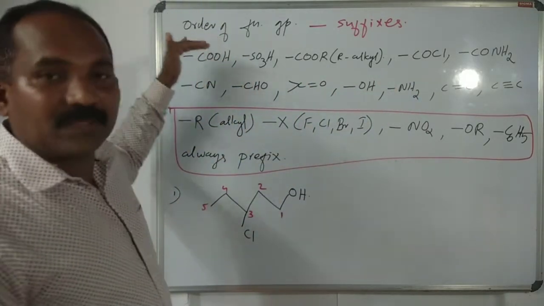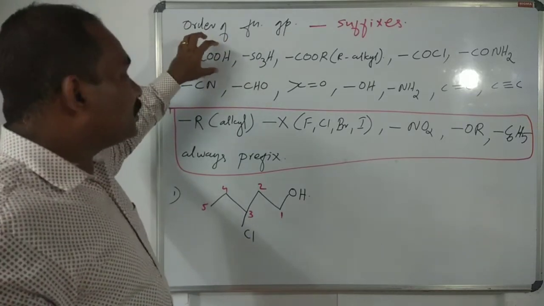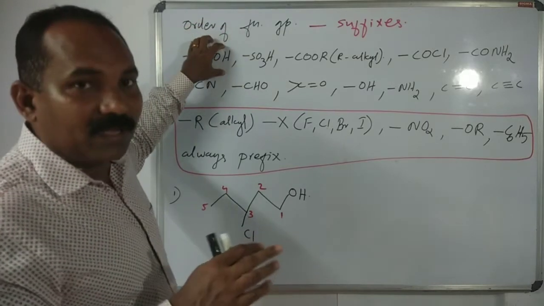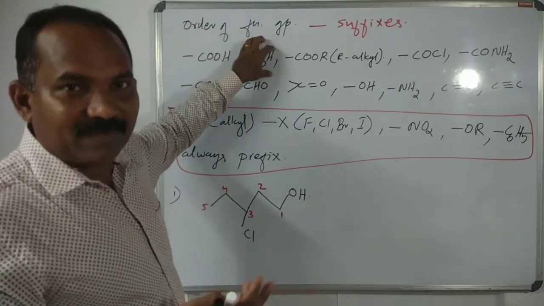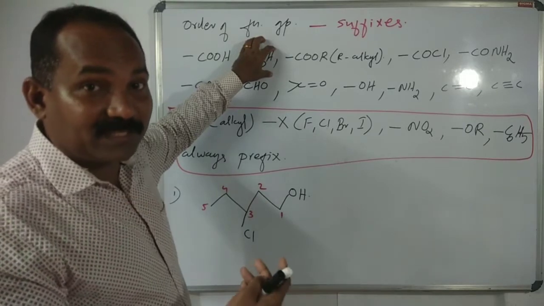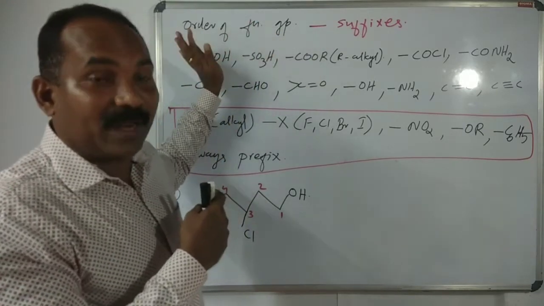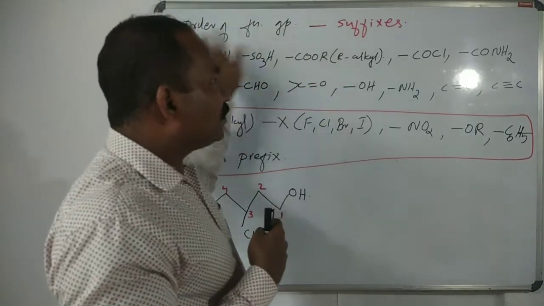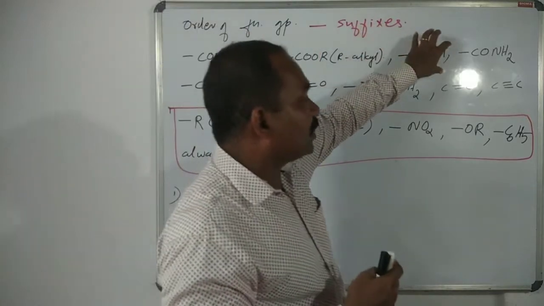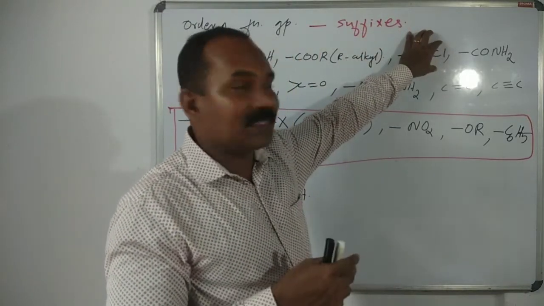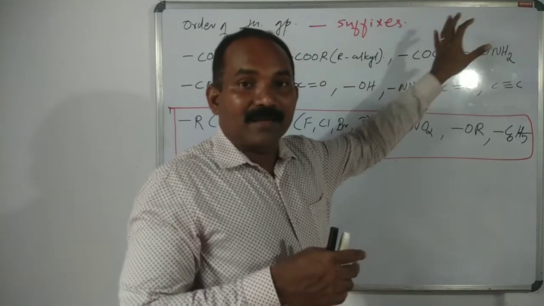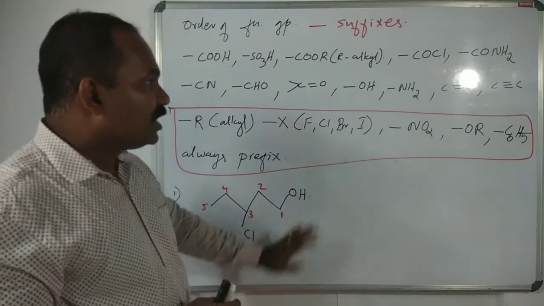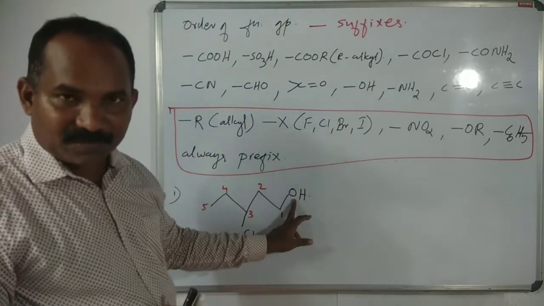So the order you should keep in your mind, you should learn this order. COOH first. If there is no COOH, you check whether the molecule has SO3H. If these two are absent, you check the next group. If these three groups are absent, you check whether the molecule contains COCl. Then successively you select the principal functional group. So in this case, the principal functional group is OH.